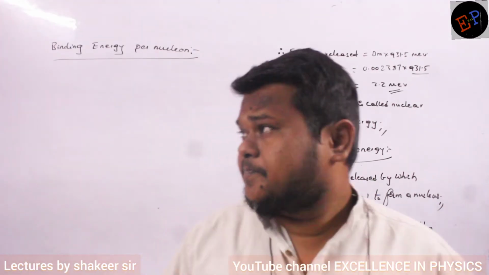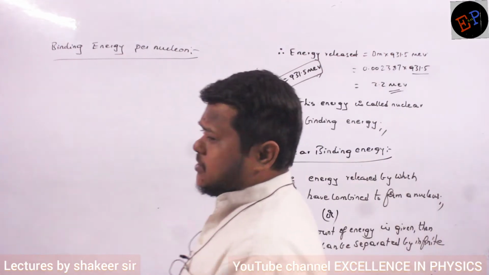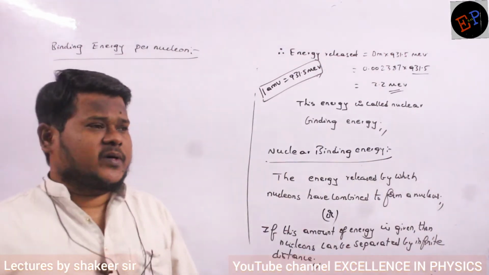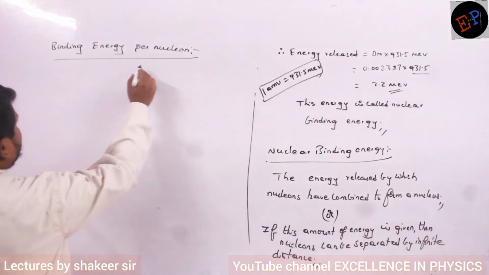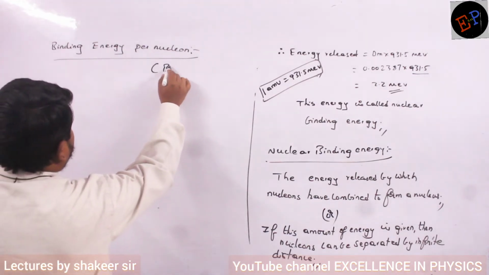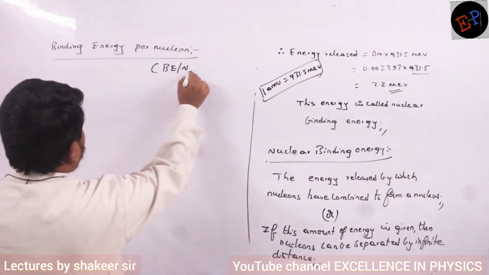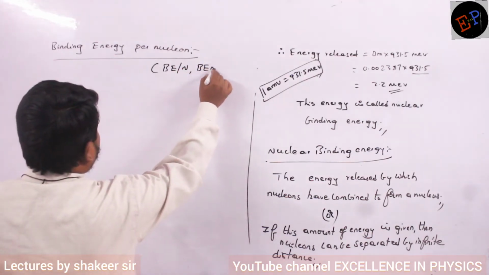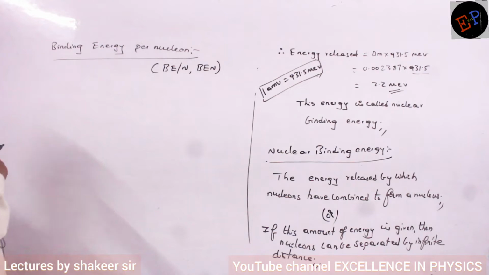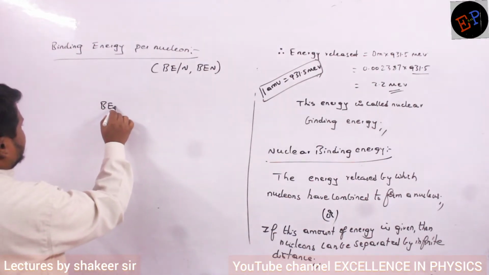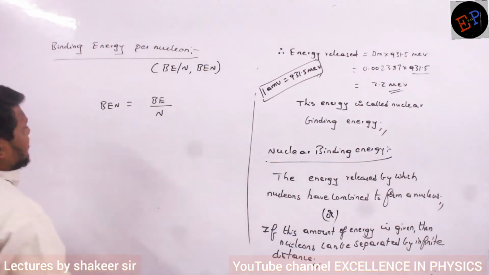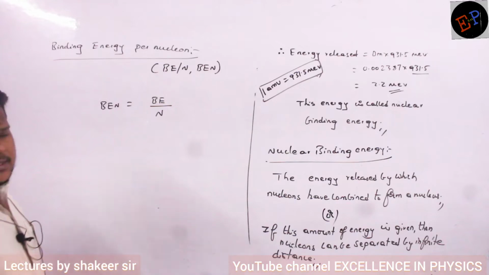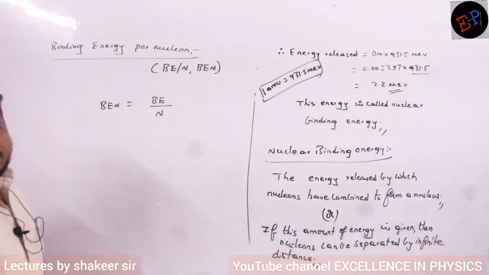Next is binding energy per nucleon. Okay, ma? So what is meant by binding energy per nucleon? It is called BEN, ma. BE per N, or just you can call it BEN, binding energy per nucleon. So BEN means what? Total binding energy divided by number of nucleons. That is called binding energy per nucleon.